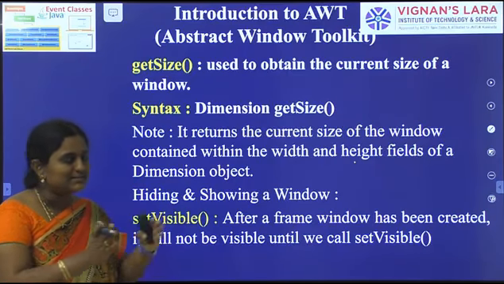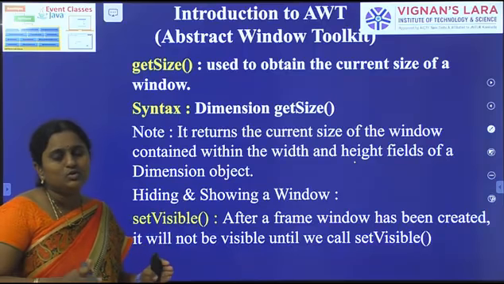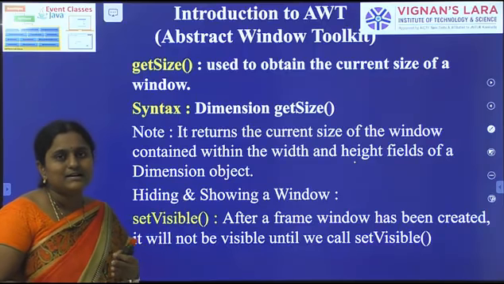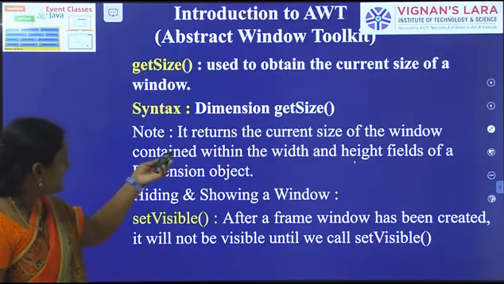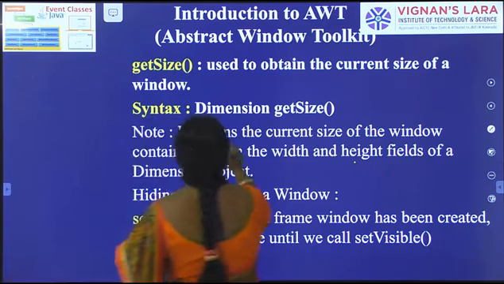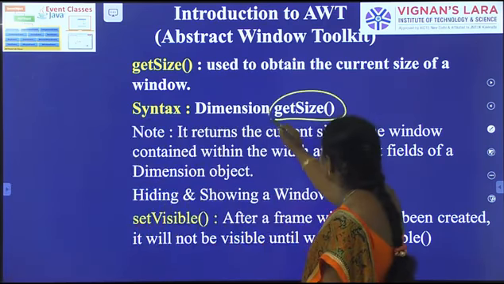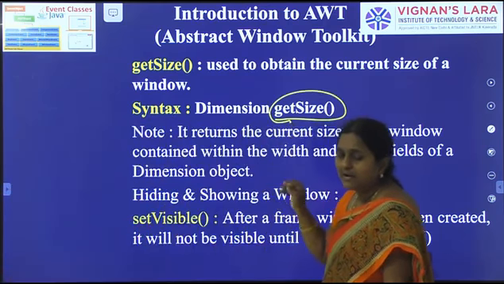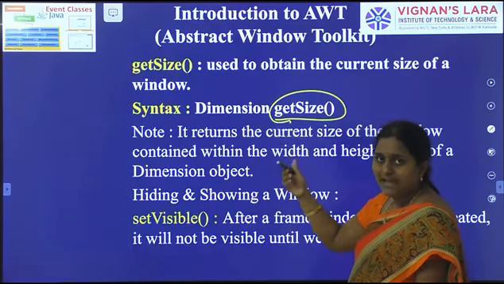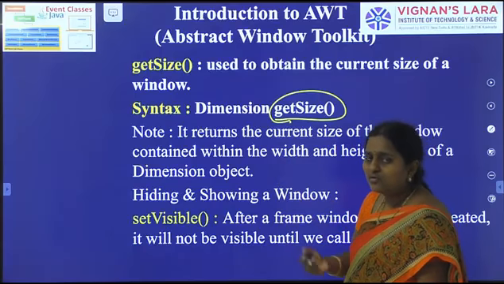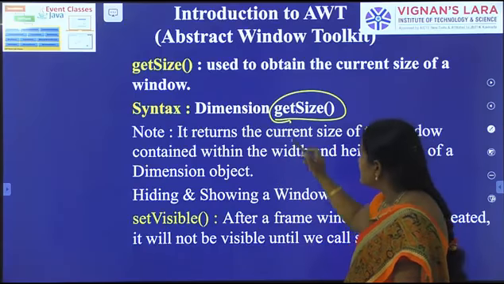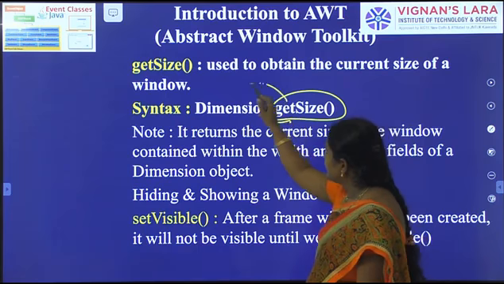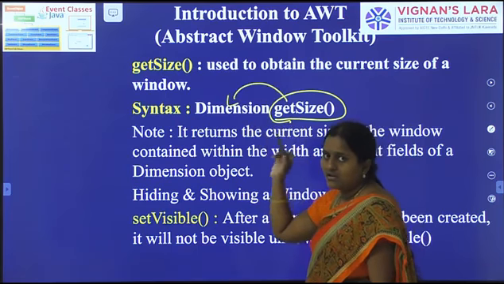In those situations, the getSize method will be helpful to find the size of our window. It returns the dimensions of the window. getSize is a method. Sometimes we want to know the size of a particular window, and in those situations this method helps us find the dimensions of the window. This method returns the dimensions as a Dimension object.